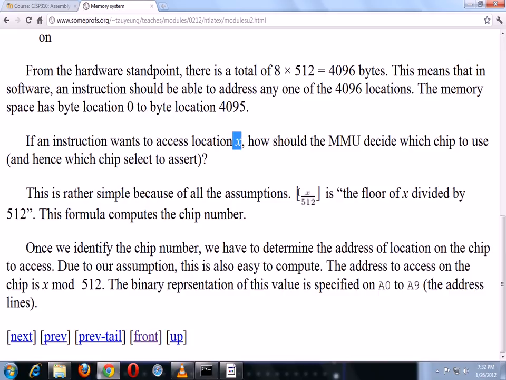If X is from 0 to 4,095, what is the range of values that this expression is giving me? The floor of X divided by 512 will be from 0 to 7, which is great, which is exactly what we want. Once we identify the chip number, we have to determine the address of the location on the chip itself.